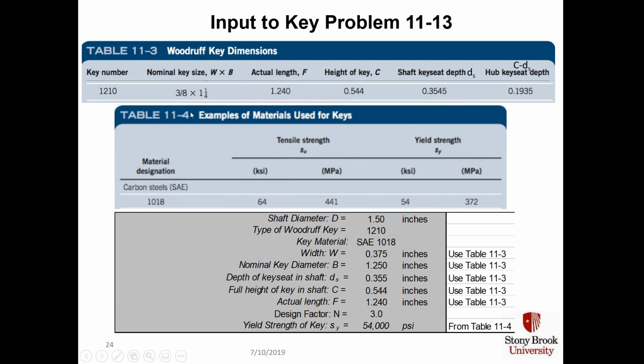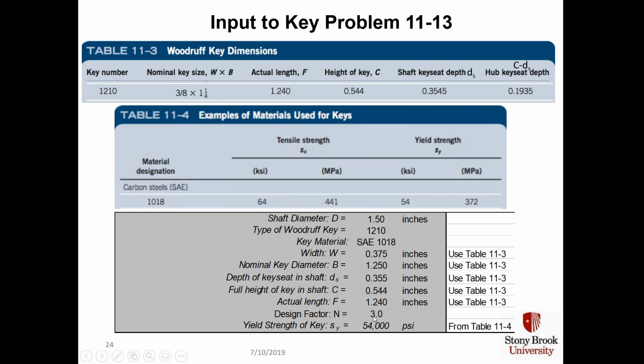W equals 3/8, B equals 1 1/4, F is 1.24, the height of the key C is 0.544, D sub S, the shaft key seat depth, is 0.3545, and the hub key seat depth is C minus D sub S, which is 0.1935. We dial all those numbers into this gray shaded area.